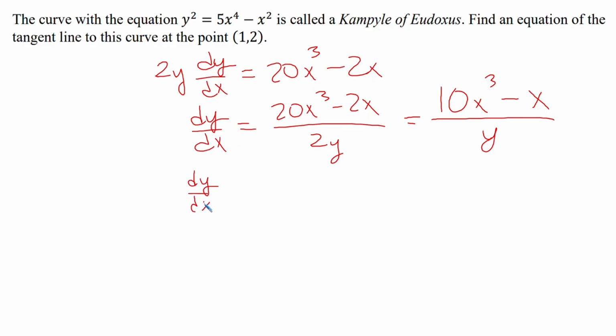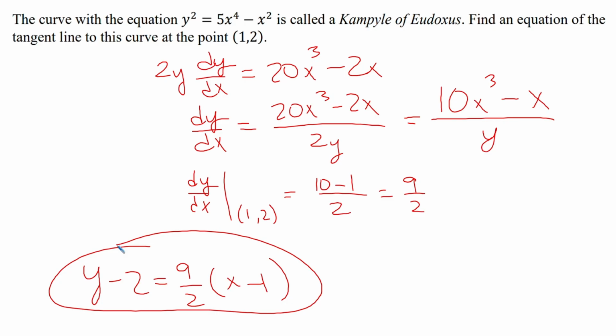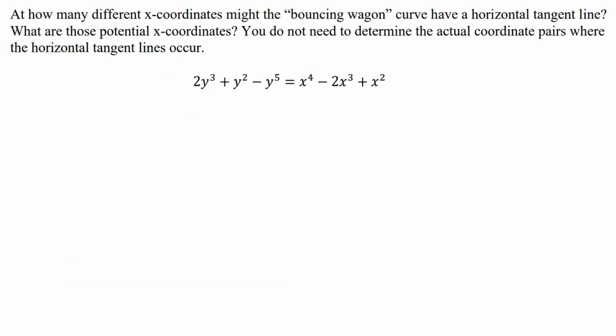So dy/dx evaluated at the point (1, 2). Well, when x is 1, that's just going to be 10 minus 1 in the numerator, and in our denominator, it's just going to be a 2. So our slope is 9/2. And we'll just use point-slope form. y minus 2 equals 9/2 times (x minus 1). And that ought to be it for that one. Yeah, we just got 2 more to go.